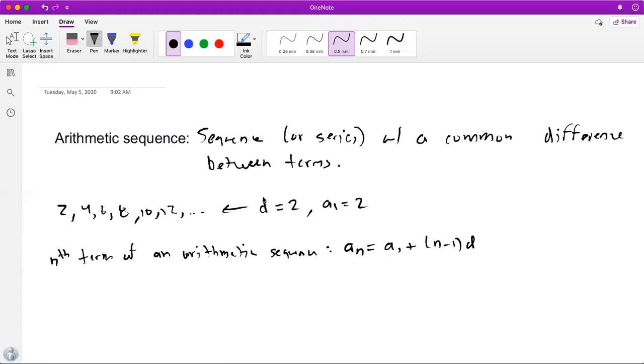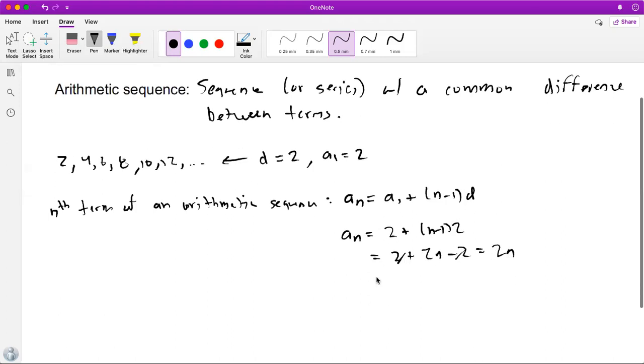So like for this sequence, the nth term would be 2 plus n minus 1 times 2. And 2 times n is 2n, and 2 times negative 1 is minus 2. So this actually just ends up being 2n because those cancel out. So the nth term is just 2n. So if I said, find the 300th term of this sequence, you would say A300 is 2 times 300, which is 600.